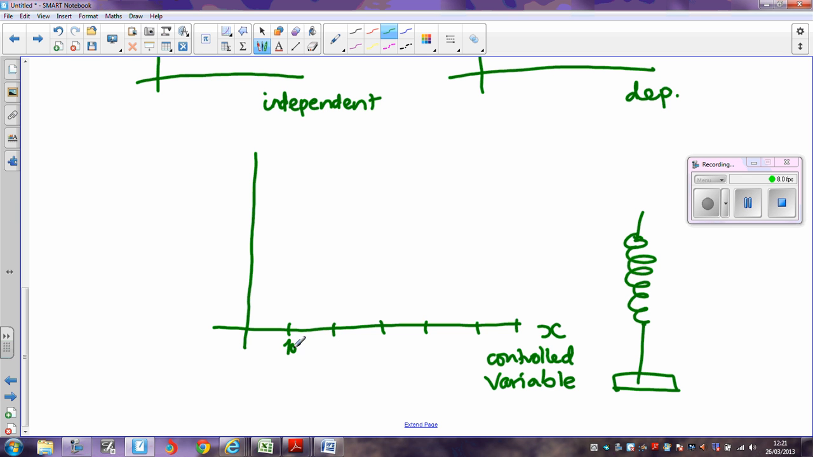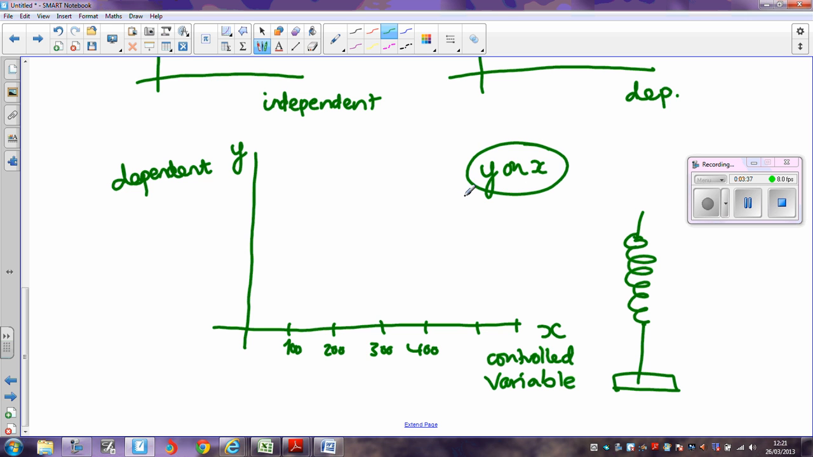So let's say you are putting on masses of 100 grams, 200 grams, 300 grams, 400 grams. That is fixed by you. The y variable is your dependent variable. And in this case, because you are fixing x, then you can only possibly use the line of regression of y on x, the usual one, in other words.